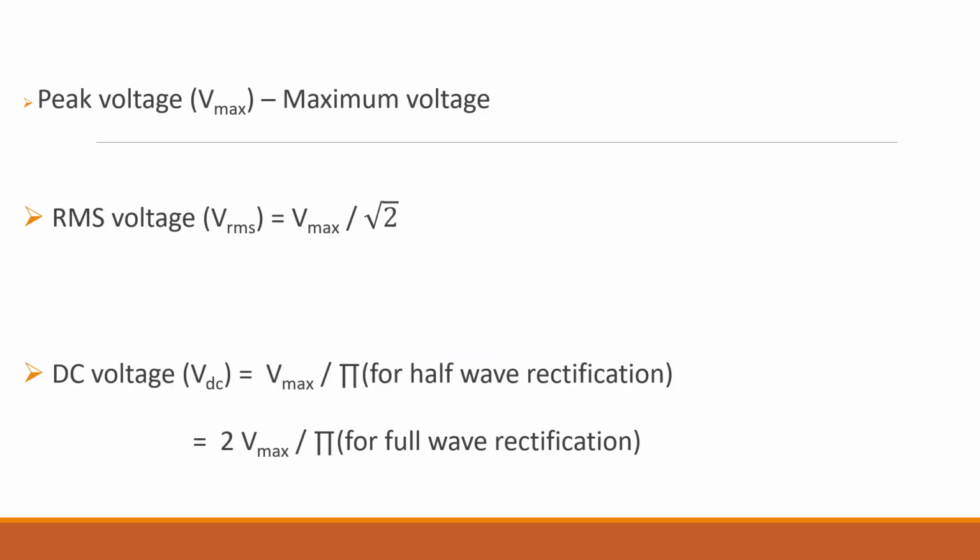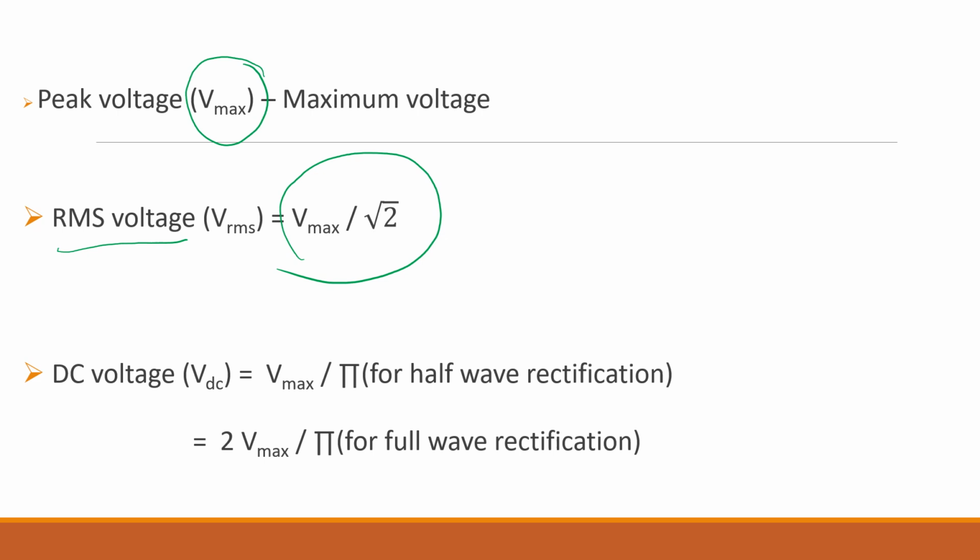Okay, now the calculation part. So we have to understand first the basic concept. So here, peak voltage, we call that the Vmax. Vmax is the peak voltage. RMS value means root mean square voltage. If you consider Vmax divided by root 2, that will give you the RMS voltage. RMS means the root mean square. Makes sense?